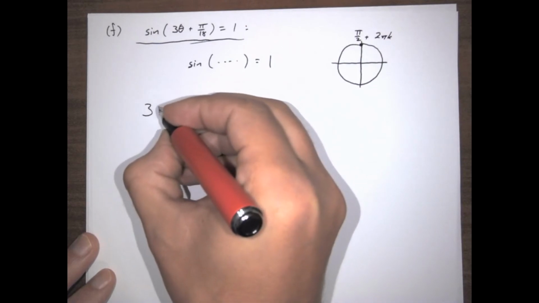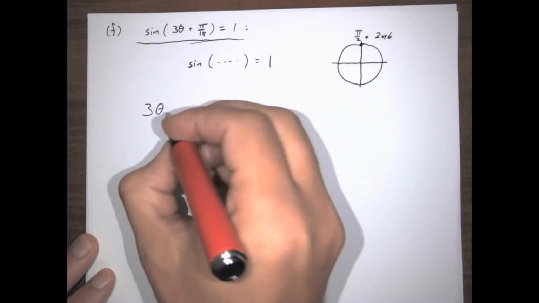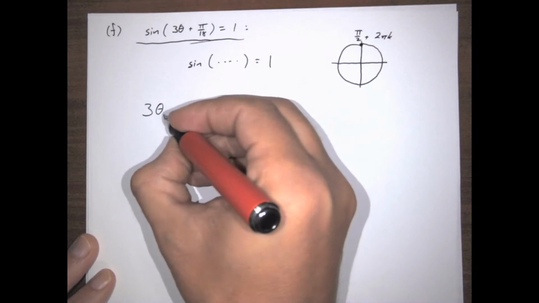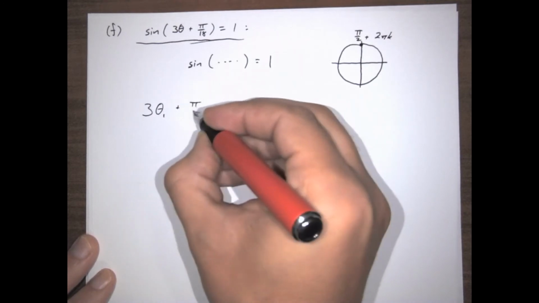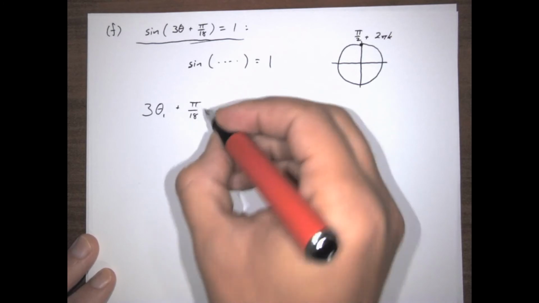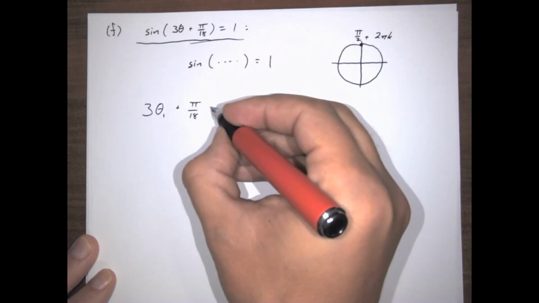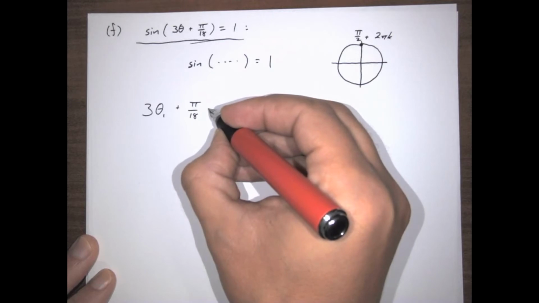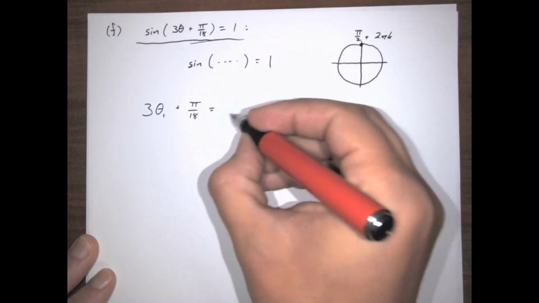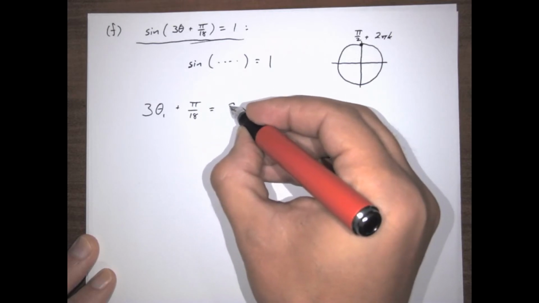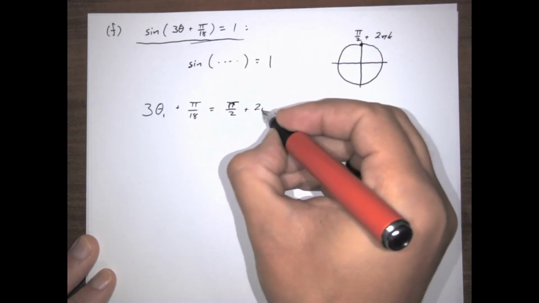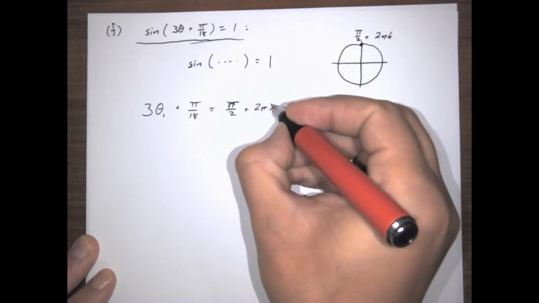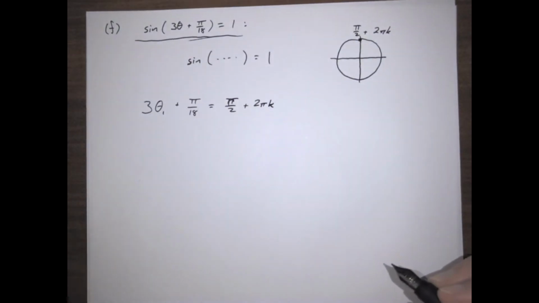So what that tells us is that 3 times theta 1, or we don't even need a theta 1 here, I'll put it there just because, that's what we're used to. So 3 times theta 1 plus pi over 18 is equal to pi over 2 plus 2 pi k. Okay, now if I want to solve this for the theta.